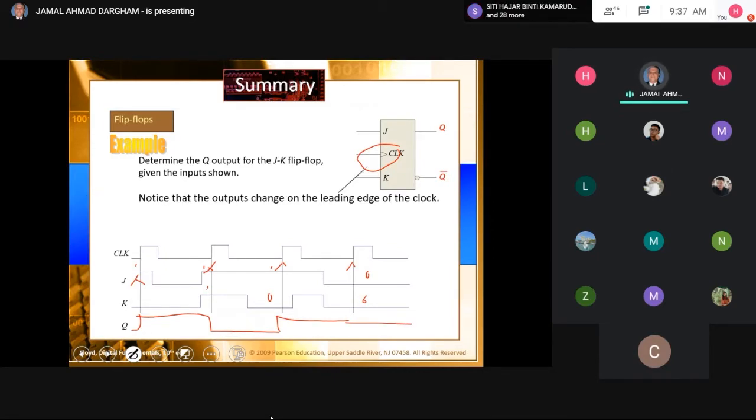And now I can play it for you. You can see what I have drawn is exactly the output. So that's how we draw a timing diagram for a flip-flop, if it's positive edge triggered or negative edge triggered. If it's negative edge triggered, then you have to check on the negative edge of the clock.